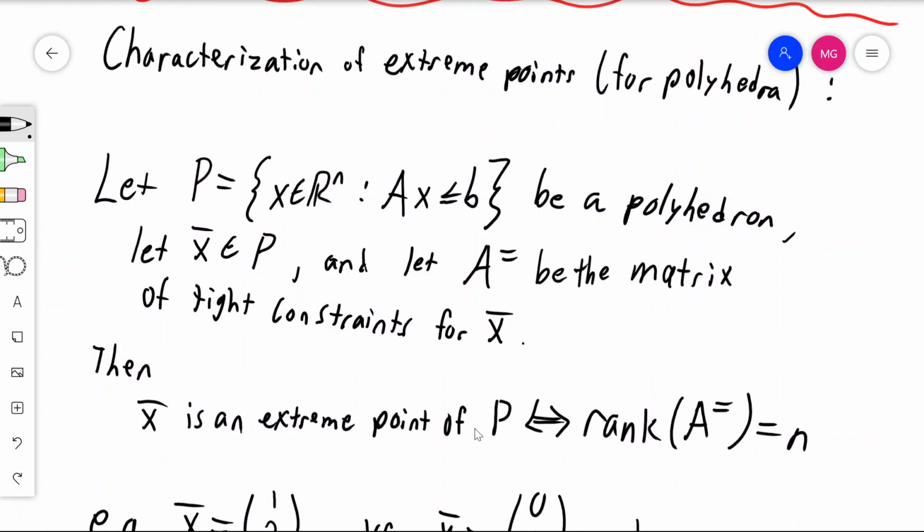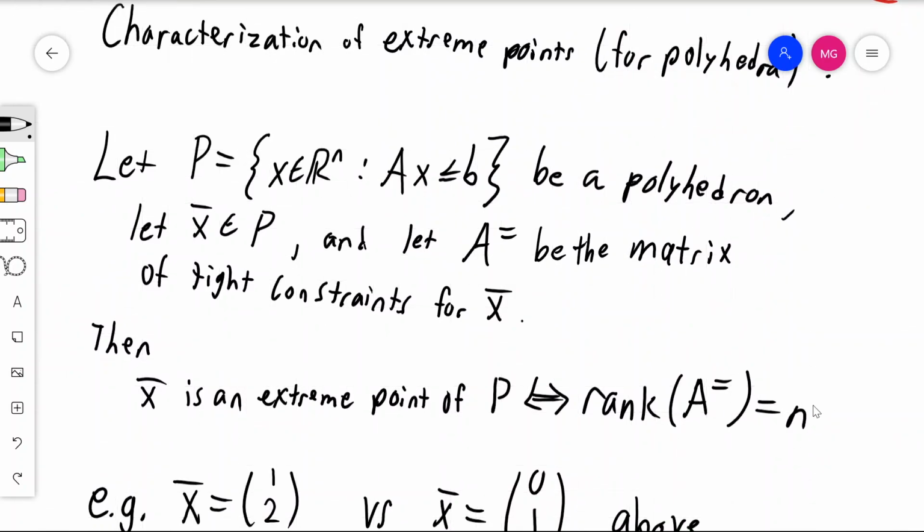x bar is an extreme point of the polyhedron if and only if the rank of that matrix of tight constraints is equal to n, where n is the dimension of space that we're living in here. It's also the number of columns of A and of A equality. That's the same number. Remember, A equality is a submatrix of A, and it has just as many columns as A did as well. And the number of columns is n.